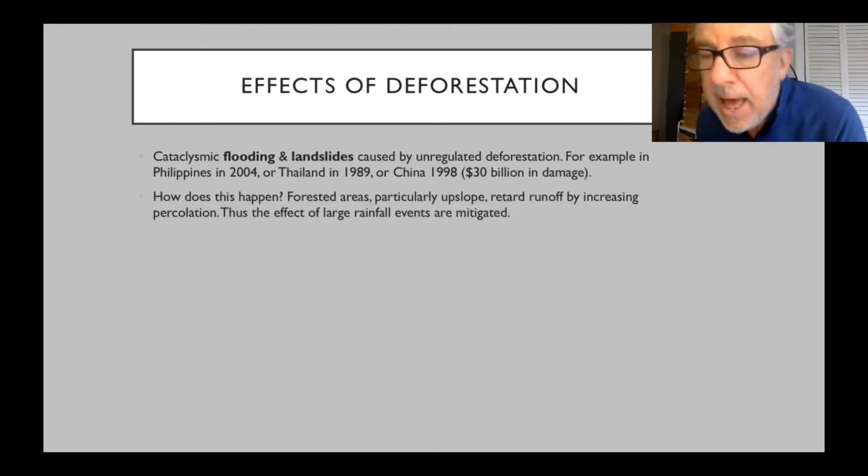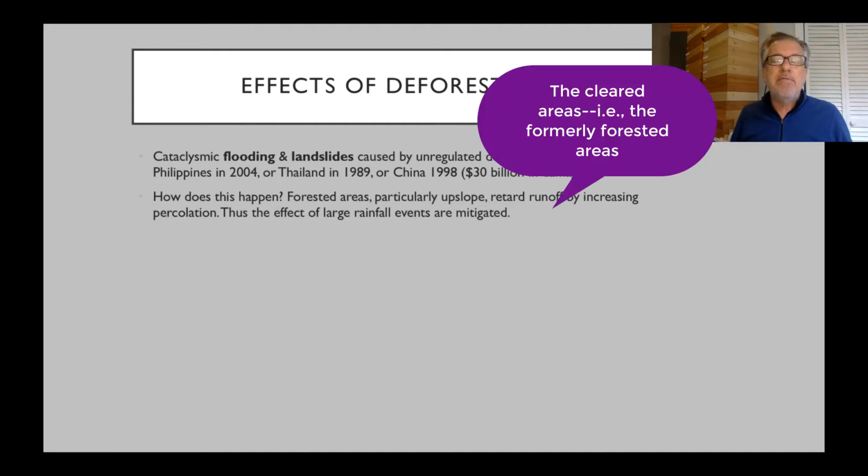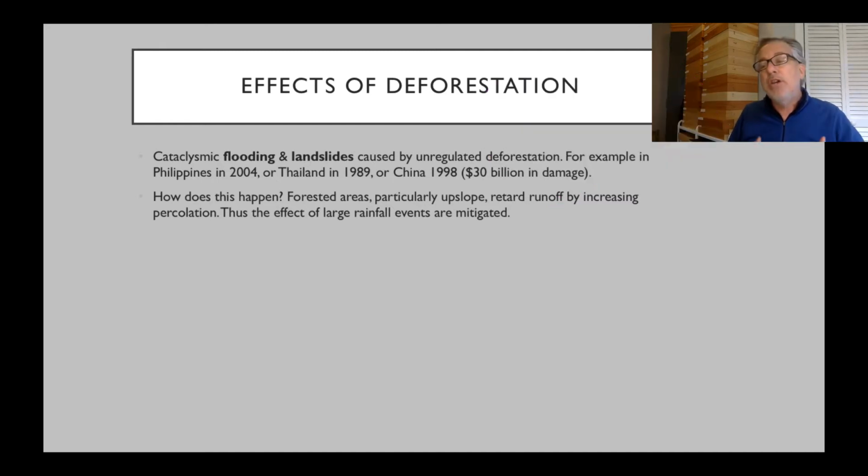So how does it happen? Well, why does deforestation create flooding and landslides? When deforestation happens upslope, anywhere really, the forested areas no longer retard runoff, and therefore deforestation increases surface flow. So forests have the effect of mitigating large rainfall, whereas a lack of forest means that there's much more surface runoff and much more erosive capability.